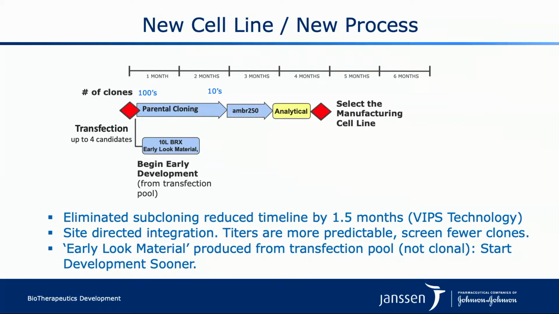This technology also has some other advantages, like it's a site-directed integration. We know where the plasmid will integrate into the genome, which makes the titer more predictable. That also allows us to screen fewer clones and shorten the timeline. On the other hand, we also generate early look material from the transfection pool, so we can start analytical method development sooner. So the analytical method analysis won't be the bottleneck of this whole process.